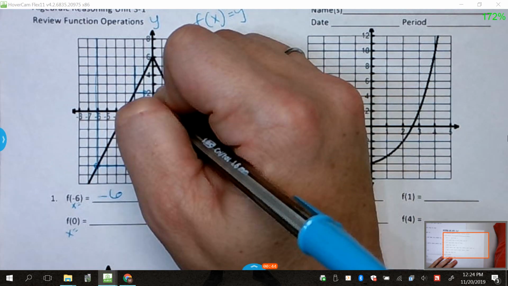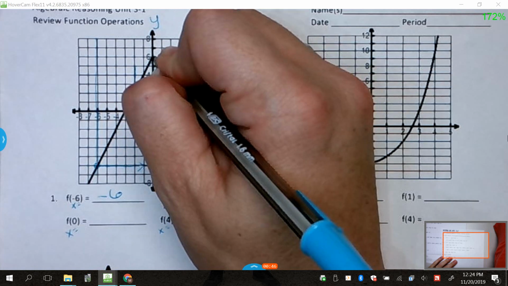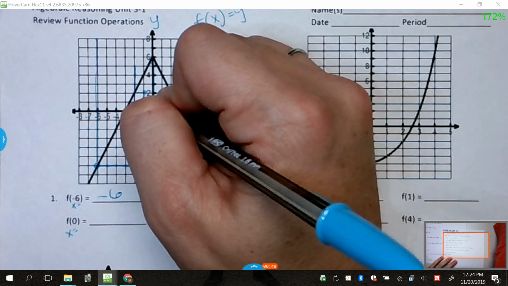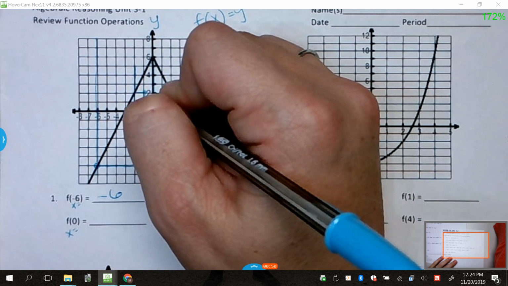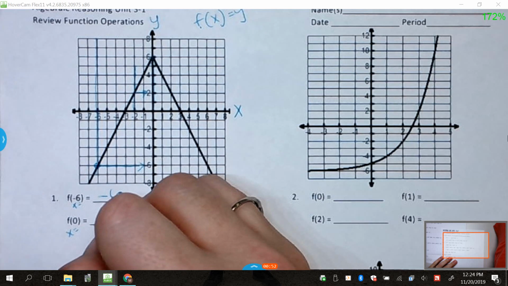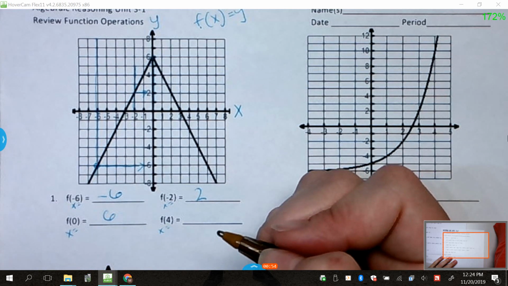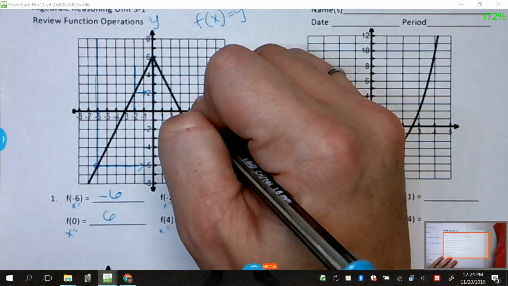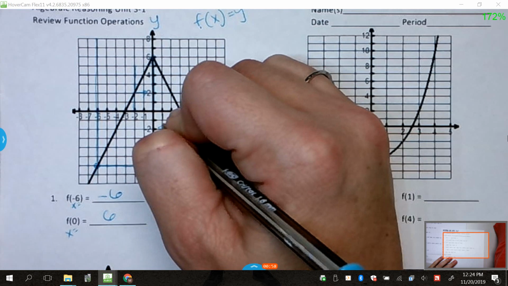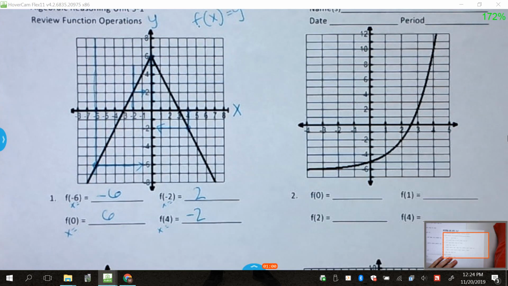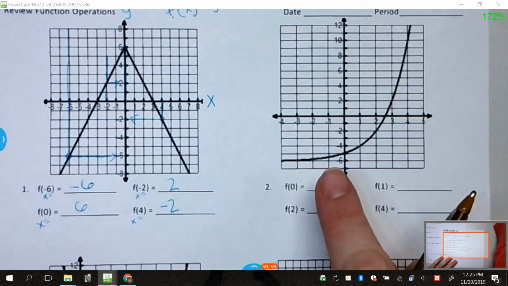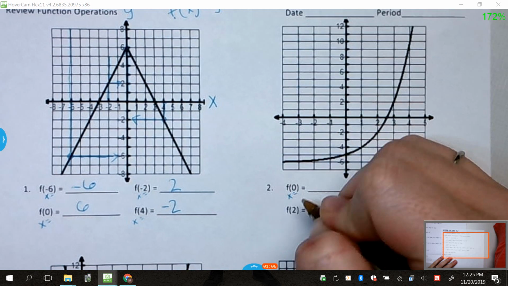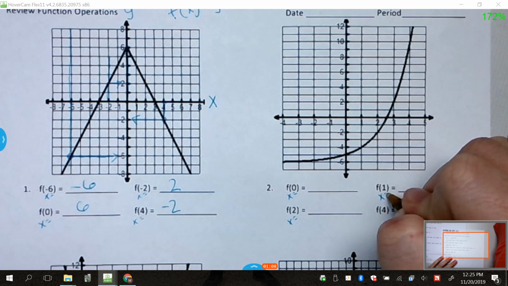0 is here. Sorry, 0 is here, which touches my graph at 6. So I was second guessing myself for a second. 4 is here, which touches my graph at -2. Okay, here, again, they're all giving you x, just a different shape graph.